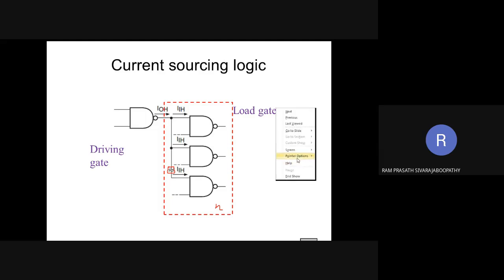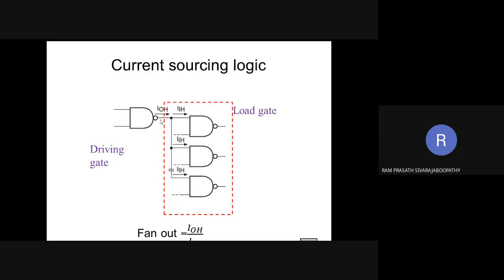Clear? So how can we find the fan out? IOH means what? The current output from the driving gate divided by the current input to the individual load gates. Fine? Equal amount of current, what will happen? It will divide. So fan out is equal to IOH divided by IIH. OH stands for output high logic. IH stands for input high logic.